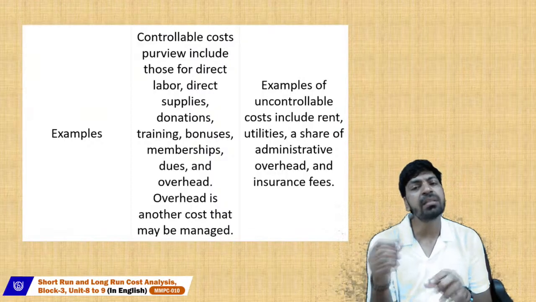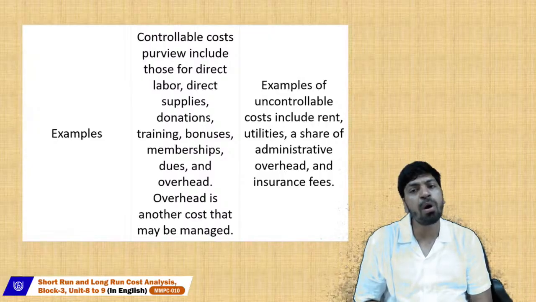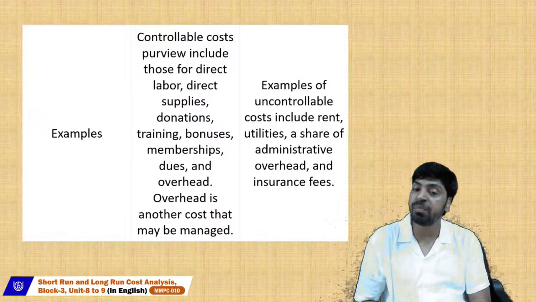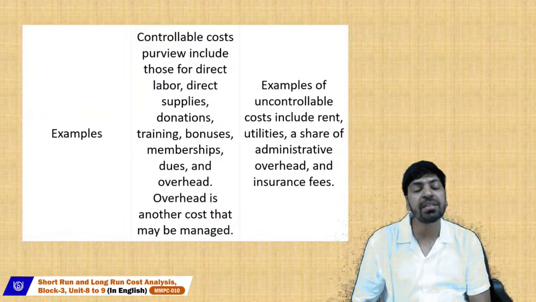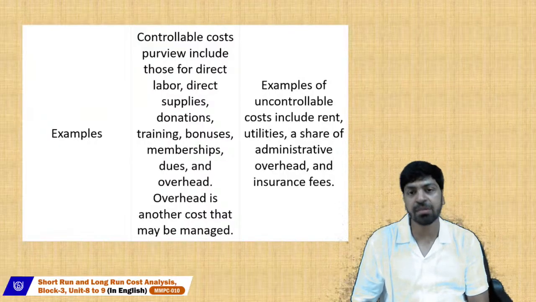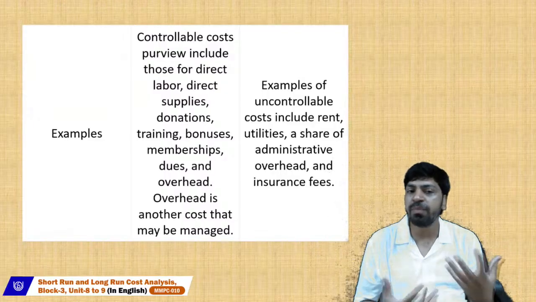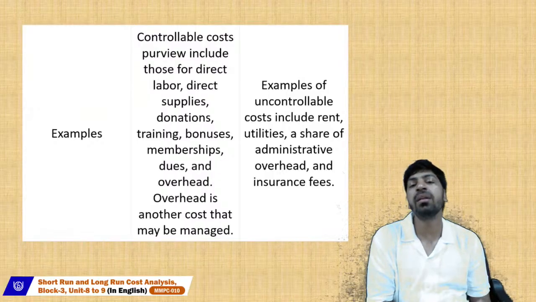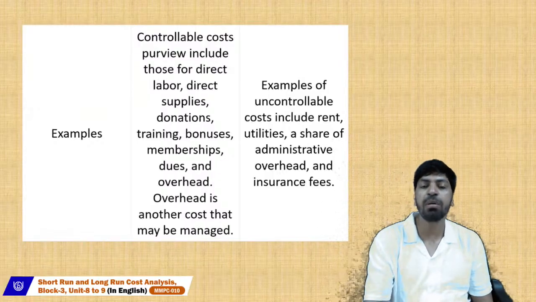But when we talk about examples of uncontrollable cost, it could be rent, it could be utilities, a share of the administrative overheads, or any insurance fees. So somehow it could not be controlled, and it could be negotiated, but only in the long run or long period.